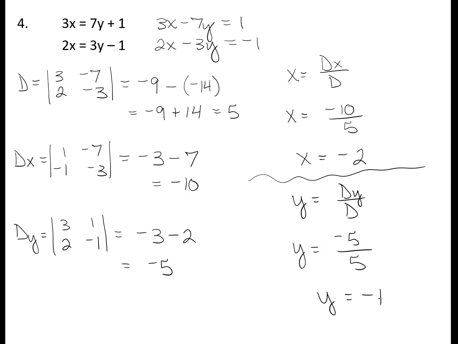Now it is possible to get fractions on these, by the way. So if you get a number that's not divisible and you end up with a fraction for your variable, it doesn't necessarily mean you're wrong, but again, I would always check your answers back in your original equations. So let's see, our ordered pair is -2, -1.